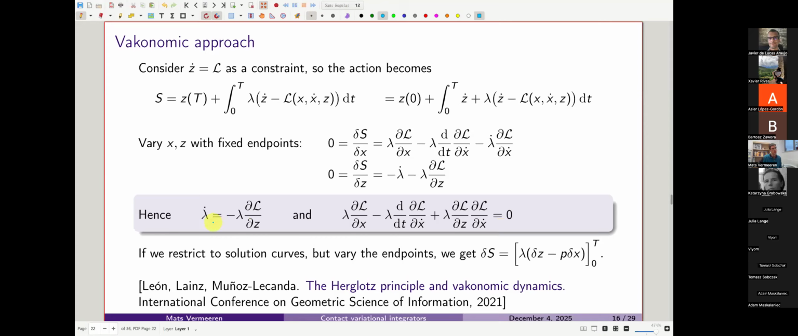And from the first part, you can see that lambda will be kind of like an exponential function. If the dL/dz is constant, it will be an exponential function. So in that case, in particular, lambda will be never 0, so it's fine to divide by it. But also, we can play the same game with varying the endpoints to get the contact structure. In this case, if we keep to solution curves only, but vary the endpoints, we again get two terms involving the contact form in Darboux coordinates, and now the scaling is given by our multiplier lambda.